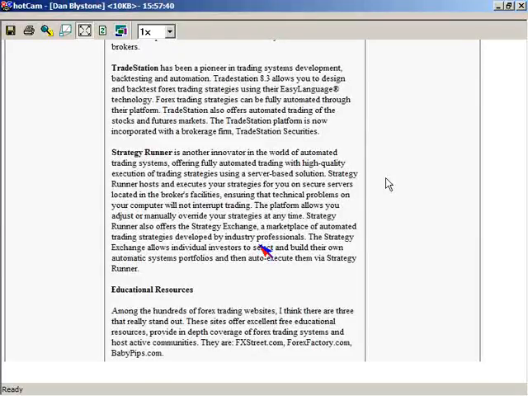Another interesting thing that Strategy Runner does is it has kind of a store for trading strategies called the Strategy Exchange, which is a marketplace for automated trading strategies developed by industry professionals. And so individual investors can go on there and select and build a whole portfolio of systems and then auto-execute them via Strategy Runner.